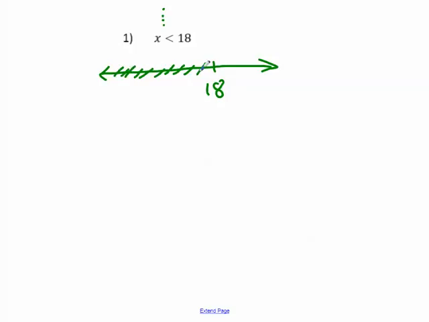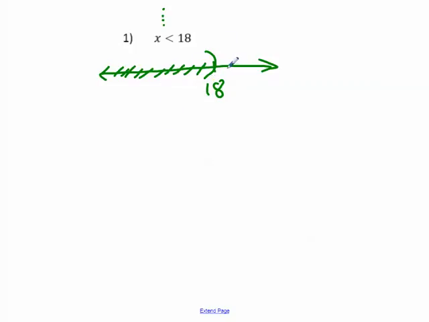So now I've got my solution. X is less than 18. Because X is less than 18, it's not equal to 18, so we put a rounded bracket there. It's a rounded bracket, not a square bracket. So there's my solution set.